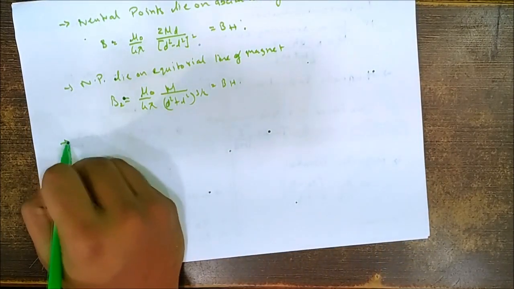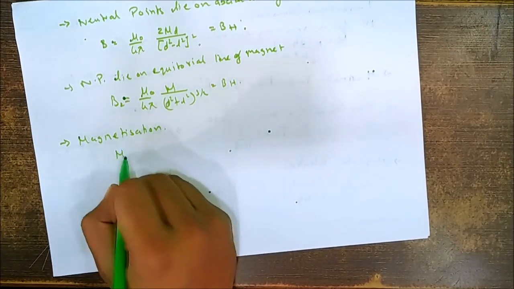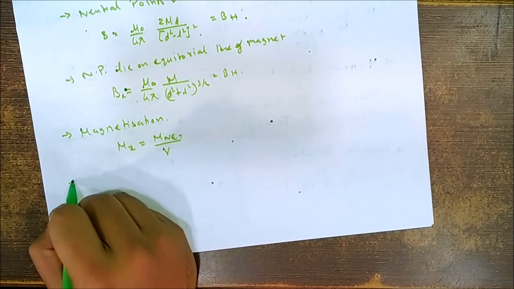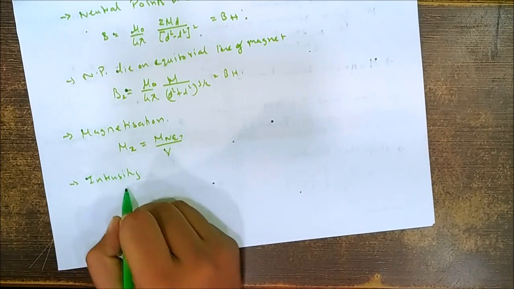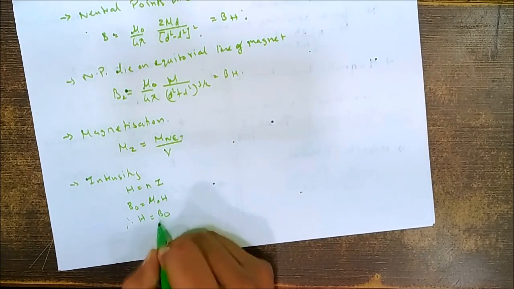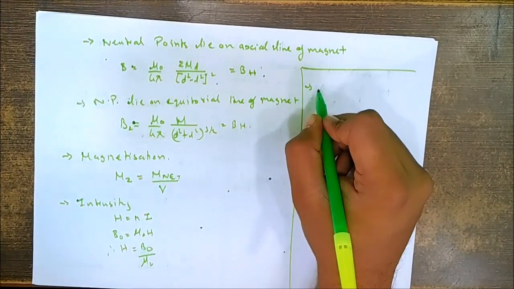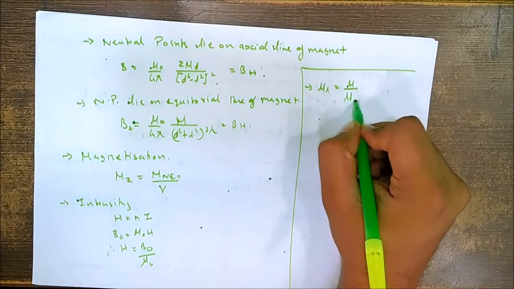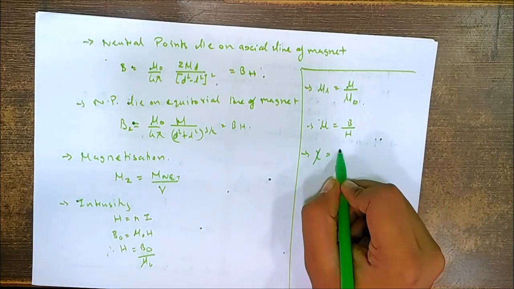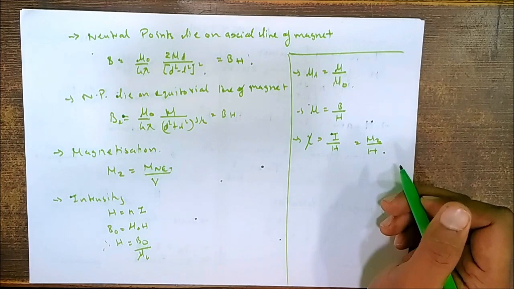Okay, so now we have the main formulas of standard 12th. First of all, magnetization, which is given as M is equal to net magnetic dipole moment per unit volume. The next formula is intensity, that is magnetic intensity H is equal to NI, also B naught is equal to mu naught H, therefore H is equal to B naught upon mu naught. Okay.